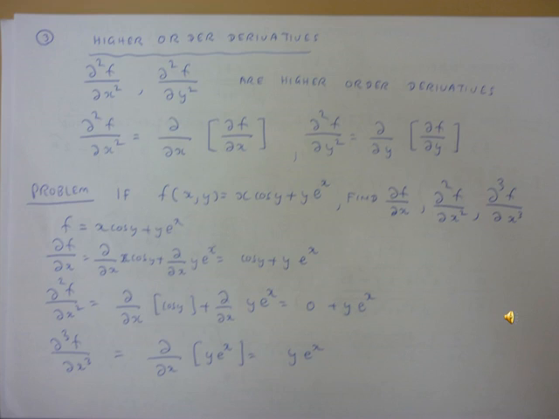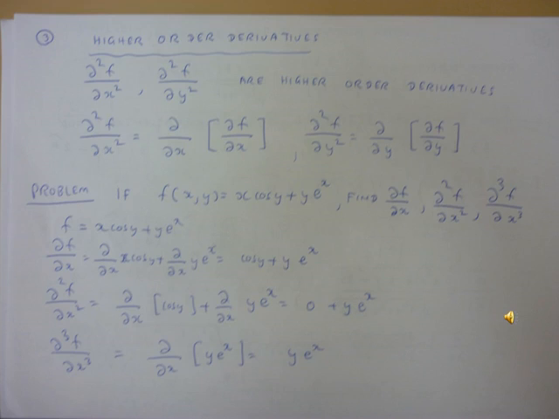And similarly, we differentiate the del f by del y. It is equal to del 2 f by del y squared. And therefore del 2 f by del x squared and del 2 f by del y squared are higher order derivatives. So del 2 f by del x squared equals del by del x of del f by del x, and del 2 f by del y squared equals del by del y of del f by del y. And based on this basic principle, we do the problem.